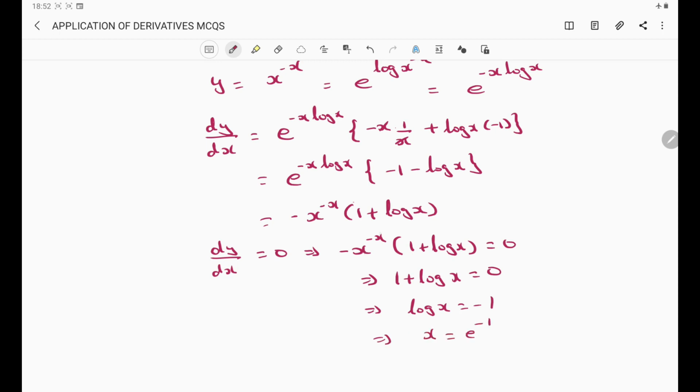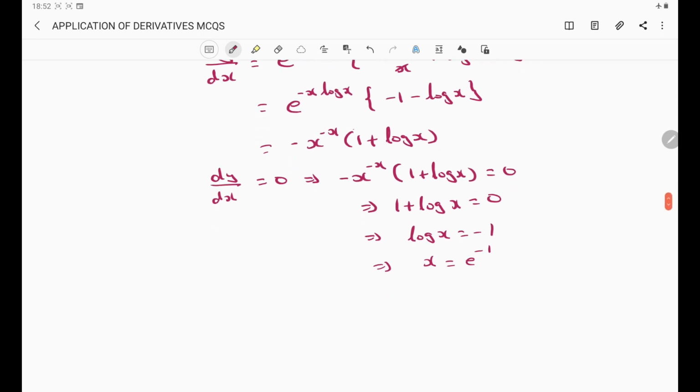We know that x to the power of minus x is always a positive number, it cannot be 0. So the only option left is 1 plus log x equal to 0, or log x equal to minus 1, or x is equal to e to the power of minus 1. The exponential form of writing log x equal to minus 1 is x equal to e to the power of minus 1. So this is the critical point. This is 1 by e. x equal to 1 by e is the critical point.